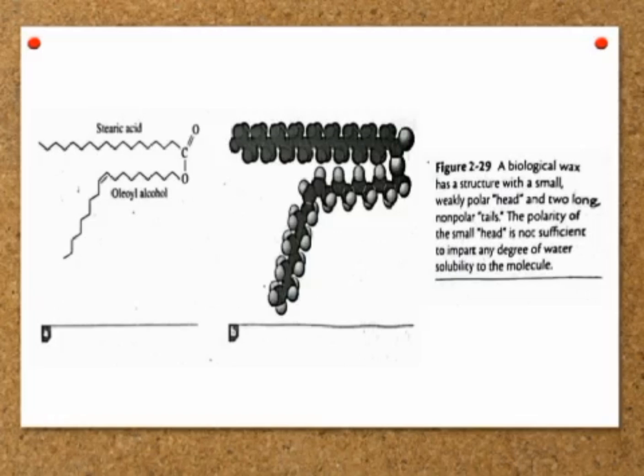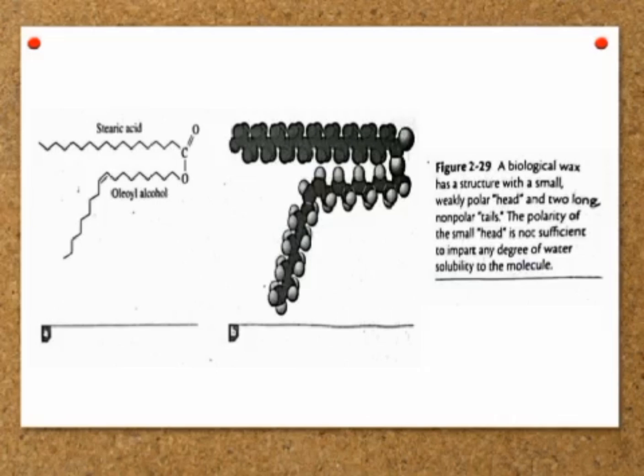So in this figure, we can see a biological wax that has a structure with a small weakly polar head and two long non-polar tails. The polarity of the small head is not sufficient to impart any degree of water solubility to the molecule. It means that a biological wax has a molecular structure with a small and weakly polar head and two long non-polar tails.